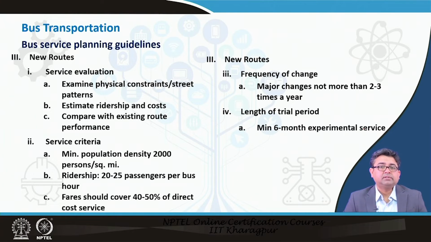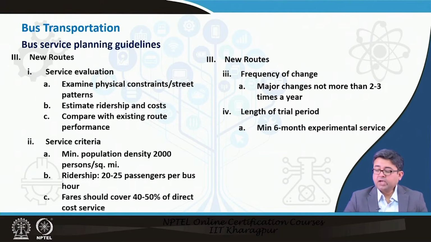The next thing to remember in service planning is how to incorporate new routes. All the time there will be requirements from different types of organizations, citizens, politicians, that please add a service to this new area or please increase the frequency of the buses. When you are trying to plan for such new routes, how do you plan for them? You first have to evaluate, then set some service criteria, and then look for a minimum experimental time period during which you will put the service and see how well it is doing.